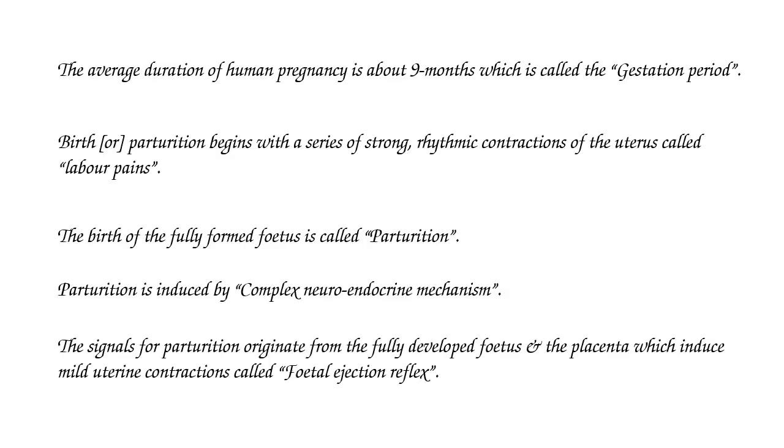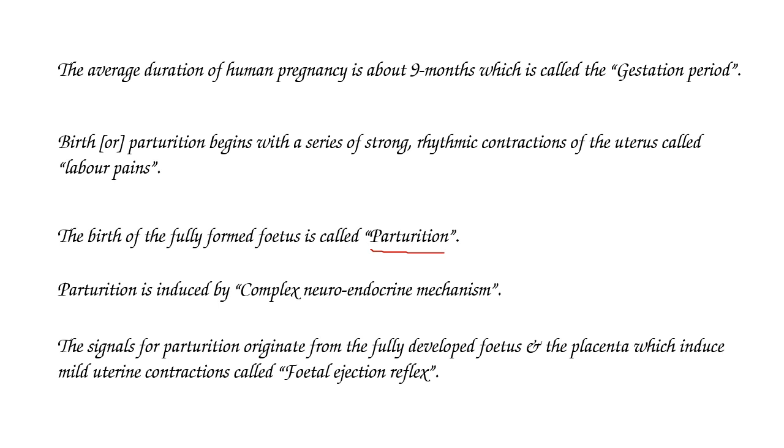The next concept, birth or parturition. The average duration of human pregnancy is about 9 months, which is called the gestation period. That is from fertilization till birth. That period we will call the gestation period. Birth or parturition begins with a series of strong rhythmic contractions of the uterus called labor pains. The birth of a fully formed fetus is called parturition.